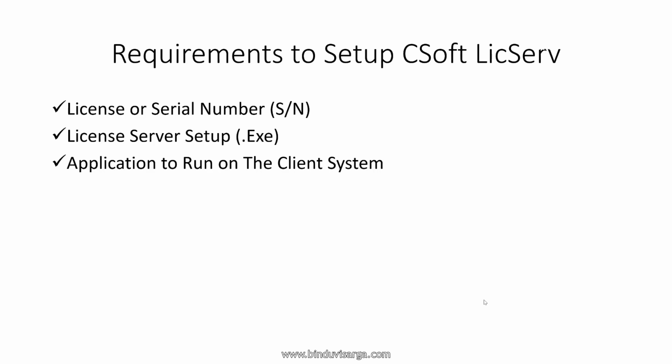You need the license file or serial number from CSoft. You should have the setup executable file from CSoft. You can download it from their official website, and the applications which will be run on the client system. Right? So these are three things we need from CSoft to install and run the applications on the client system.